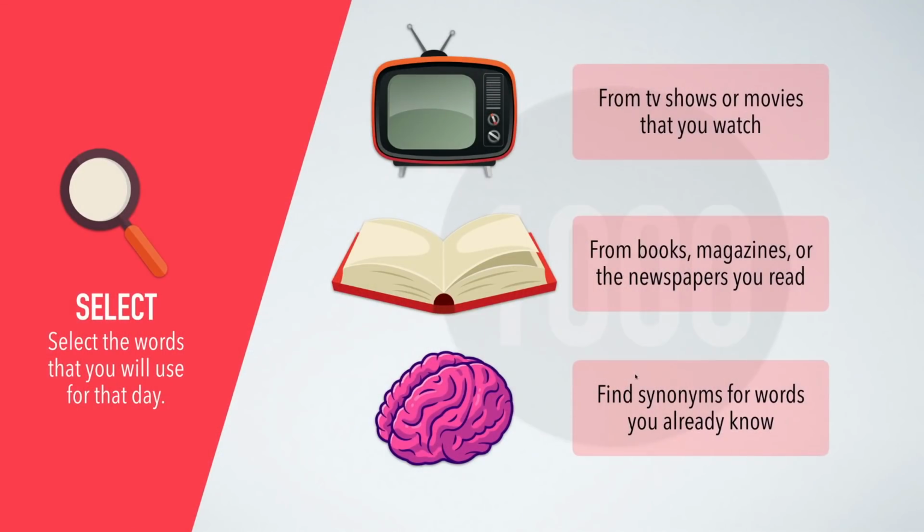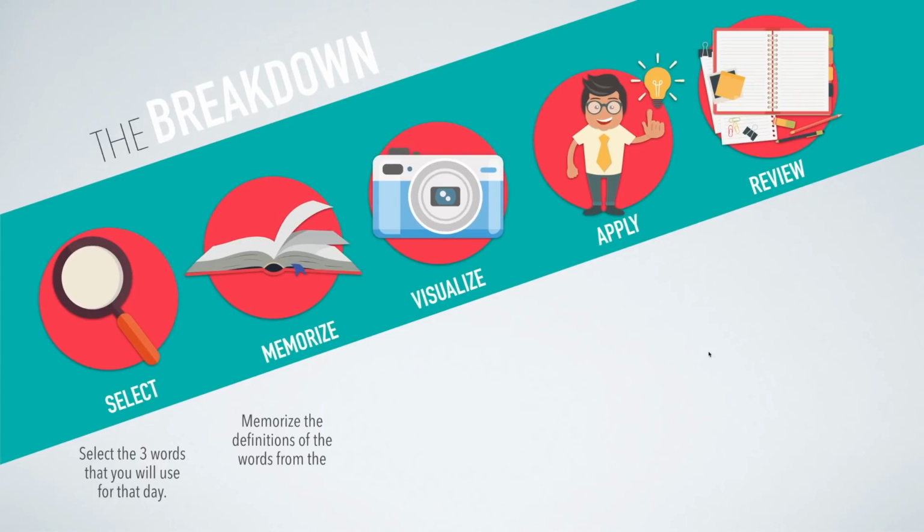Now, after you've selected your words, you want to move on to step number 2, which is memorize. You're going to memorize the definitions of the words from the previous day. Now, here's the interesting thing about this formula. You're going to select the words, but you're not going to memorize them on the same day. And at the end, I'm going to show you how it's broken down, all right? It's a cycle, but you're going to select the words one day and then relax. And then the next day, you will memorize the words that you selected.